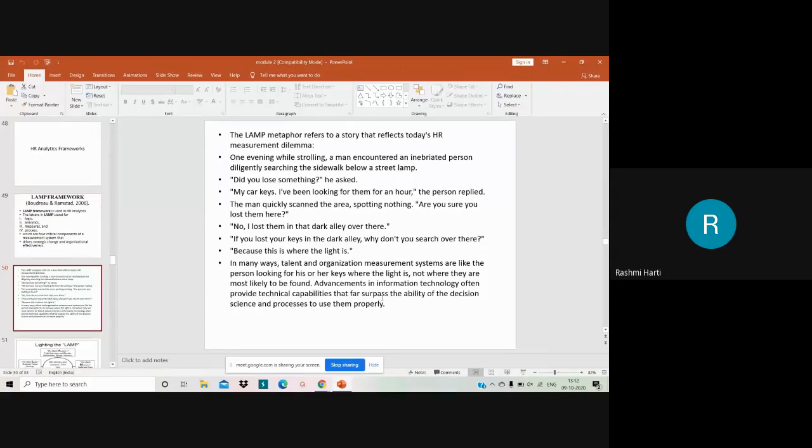The man asked, "Did you lose something?" The other person replied, "My car keys. I have been looking for them for an hour." The man quickly scanned the entire area, spotting nothing. "Are you sure you lost them here?"